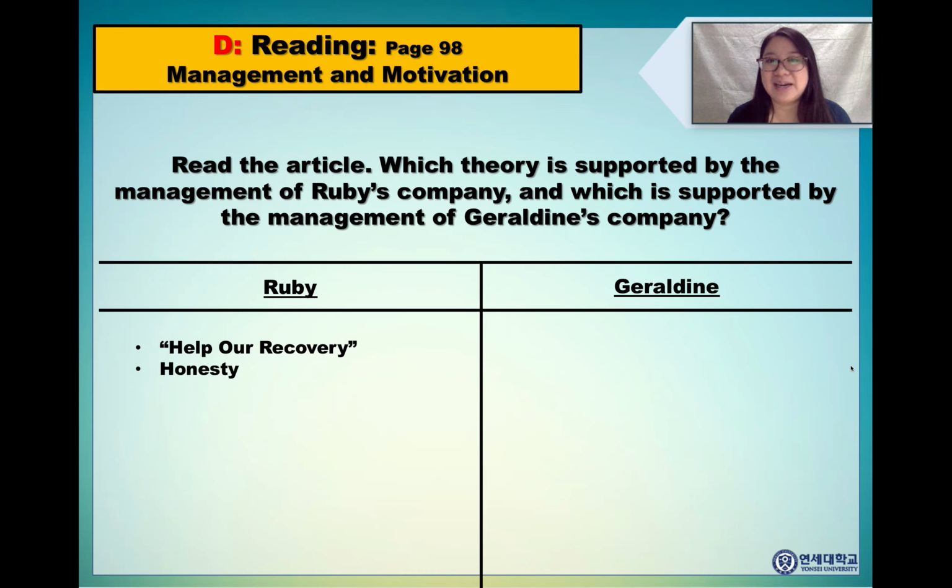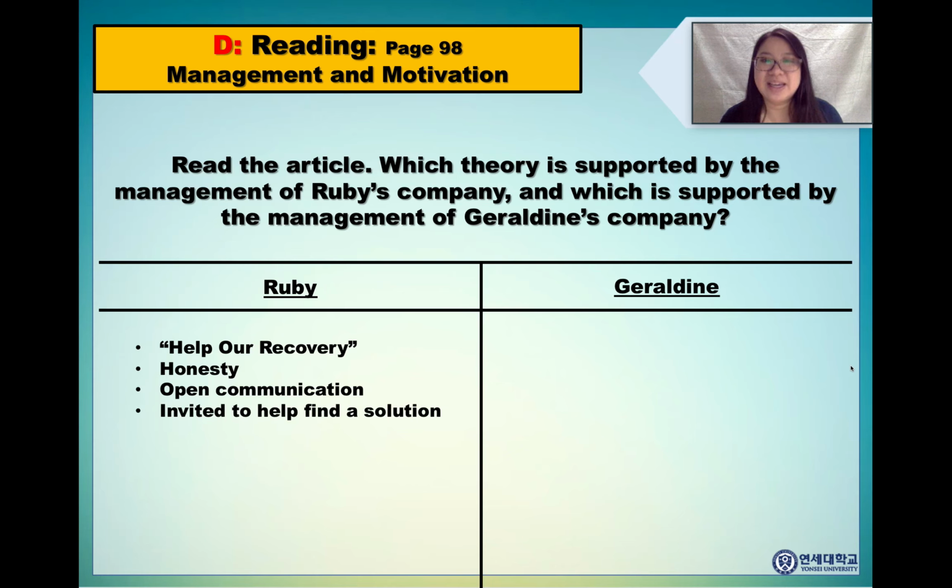Her company had a policy of honesty and open communication. They were very clear about what would happen and how each person could contribute. They invited everyone to find a solution. This displays a lot of mutual trust and respect. It was a very constructive meeting as well. They were focused on finding a solution.